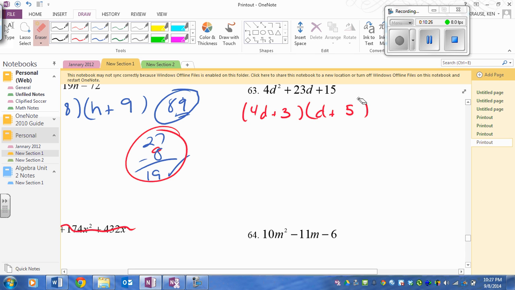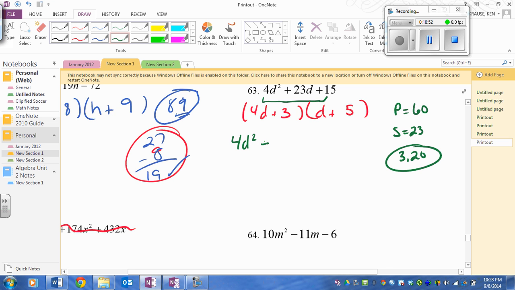Now let's try your way. Product equals 4 times 15, which is 60. The sum has to be 23. That's 3 and 20. Multiply to 60, add up to 23. By the way, if you forget where I get that product from, it's these two together. So 4d squared plus 3d plus 20d plus 15. Out of these, I can only take a d, leaving 4d plus 3. Out of these, I can take a 5, and we'll have 4d plus 3. Two sets of parentheses.